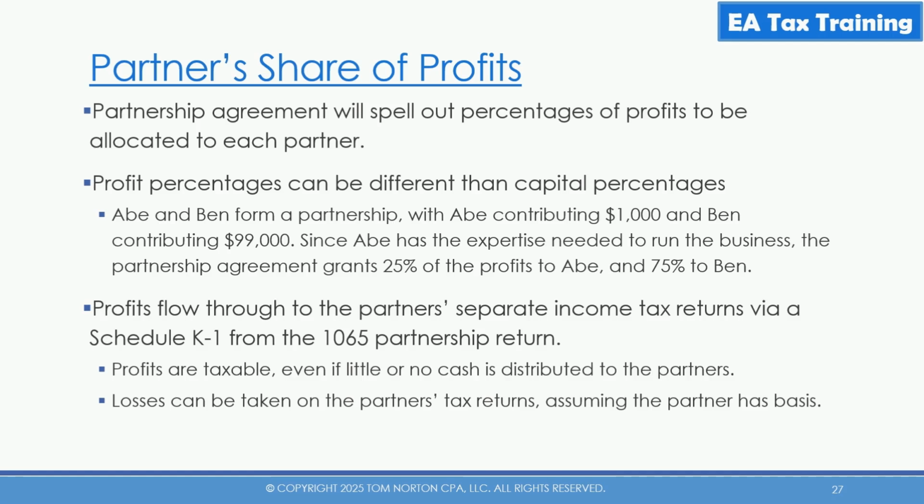And those profit percentages can be different than capital percentages. So, for example, Abe and Ben form a partnership with Abe contributing $1,000 and Ben contributing $99,000.